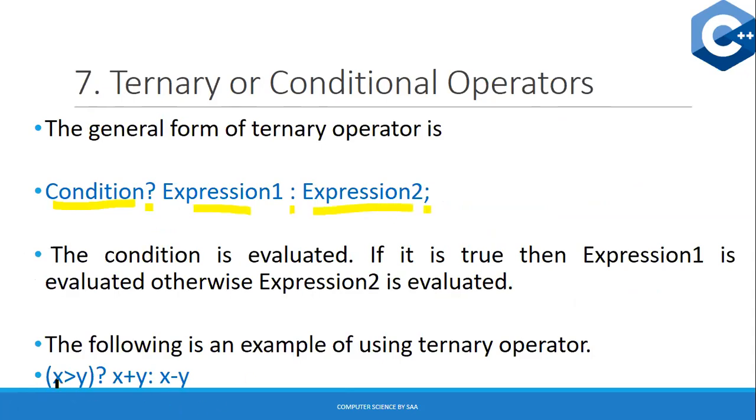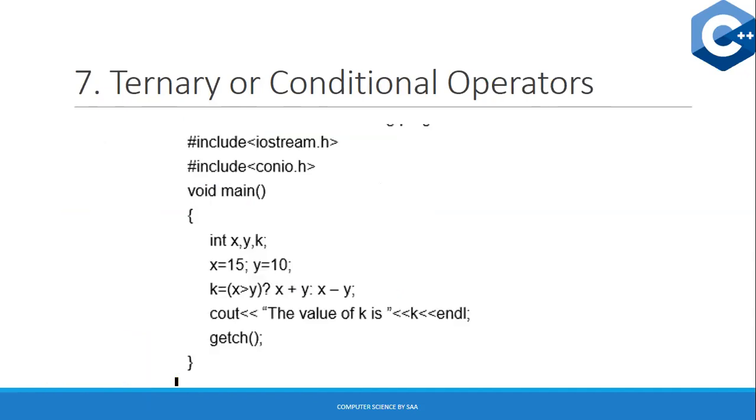For example, over here, we read it as: if x is greater than y. If this condition is true, then this part will be executed. If this condition is false, then this part will be executed. So here we have two choices: the first is x plus y, the second one is x minus y. We have to choose between these two options on the condition that x is greater than y. If this condition is true, then it will add the variables. If this condition is false, it will subtract the variables.